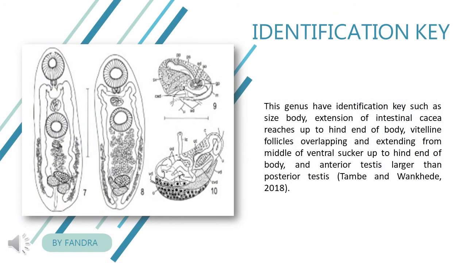Number 1 is genus Azygia. This genus has identification keys such as body size, extension of intestinal ceca reaching up to the hind end of the body, vitelline follicles overlapping and extending from the middle of the ventral sucker up to the hind end of the body, and the anterior testis is larger than the posterior testis.